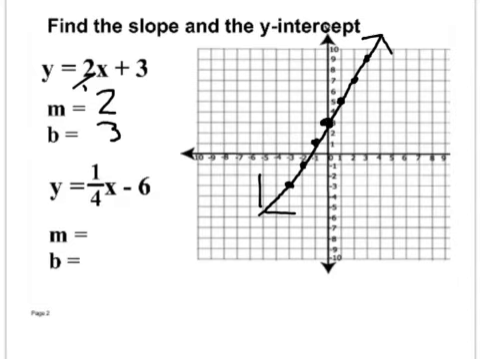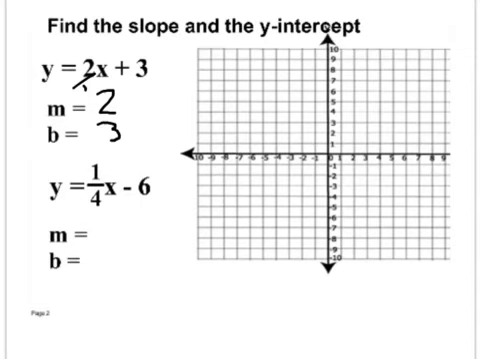So you should have that drawn. I'm going to erase that line to do y equals 1/4 x minus 6. This is why you should have two graphs, so you don't have to erase a line. Now let's do y equals 1/4 x minus 6.